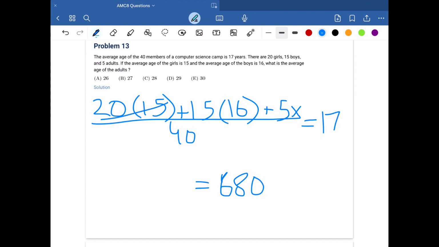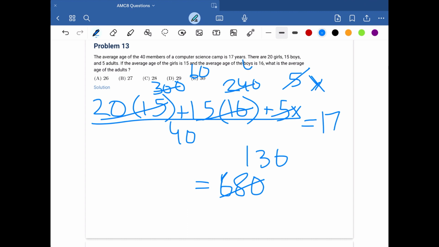So 20 times 15 can be simplified to 300. And 15 times 16 can be simplified to 240. And then this just stays 5x. And we can find that a common factor of 5 is here. That's why we divide by 5 throughout. So we do 680 divided by 5, that's equal to 136. And this is equal to 60. And this is equal to 48.